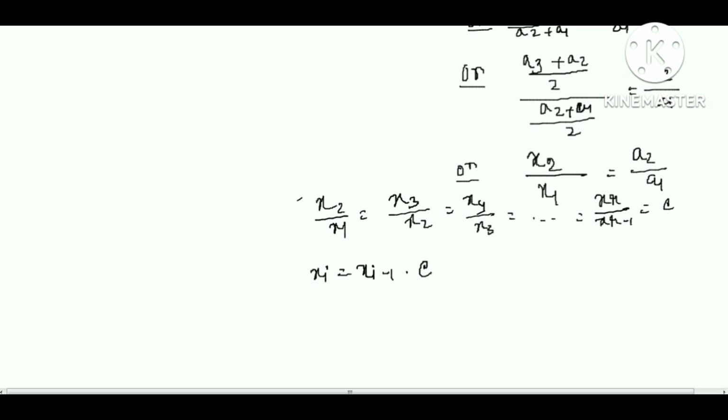Again we can write x_(i-1) as x_(i-2) into the constant term C. So if we replace x_(i-1) with this, then we have x_(i-2) into C squared. In a similar way we have x_(i-3) into C to the power 3, or C cube, and the last term should be x1 into C to the power i minus 1. So we can write x_i equals x1 into C to the power i minus 1.